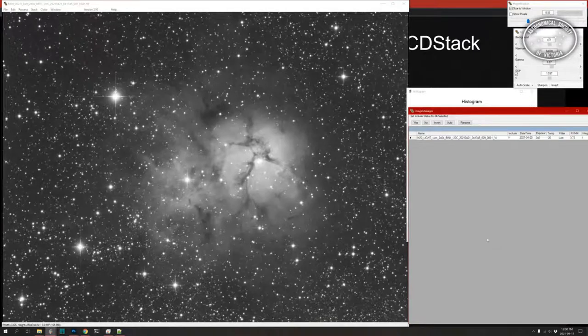Now, this is a single luminance subframe, and this is a 4-minute sub. This particular one happened to be captured on the 21st of April. And we've spoken quite a lot in depth about where the target was at the time, but basically it was high in the sky and away from the influences of light pollution and the moon.